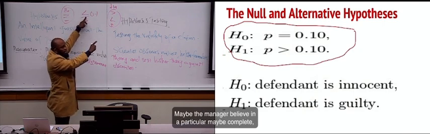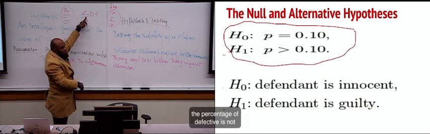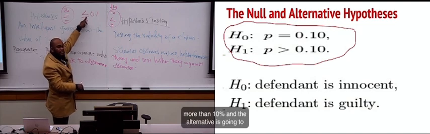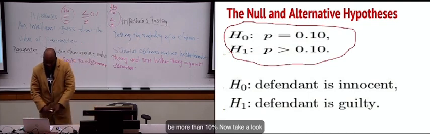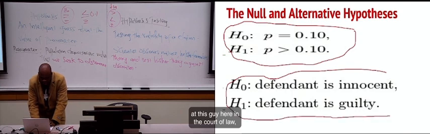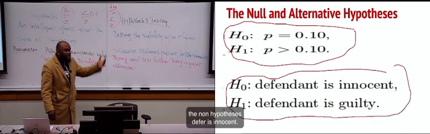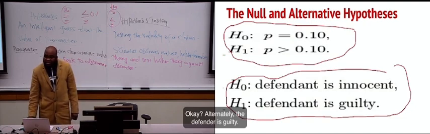Maybe the manager believes that in a particular company, the percentage of defective is not more than 10%. And the alternative is going to be what? More than 10%. Now, take a look at this one here. In a court of law, the null hypothesis: the defendant is innocent. Alternative: the defendant is guilty.